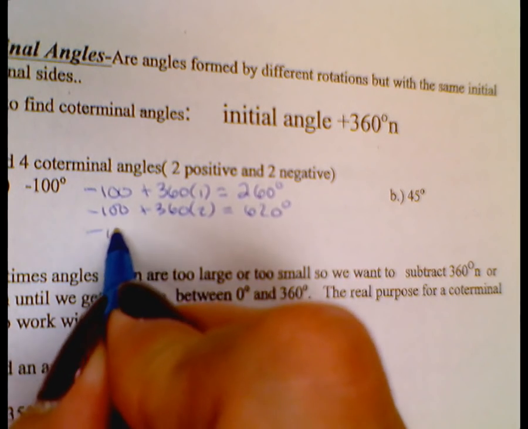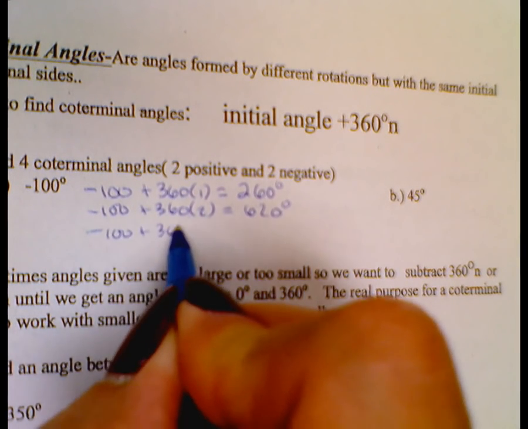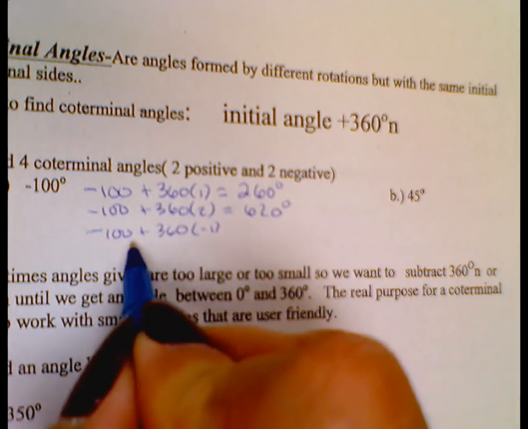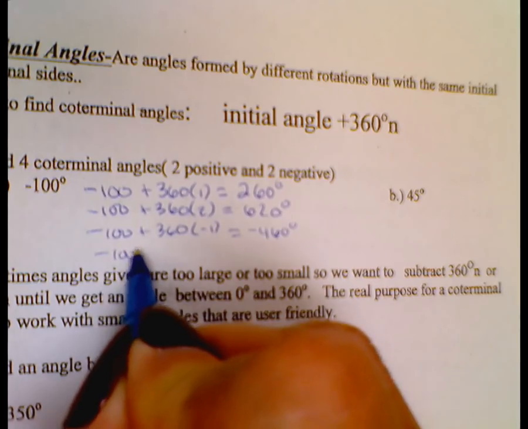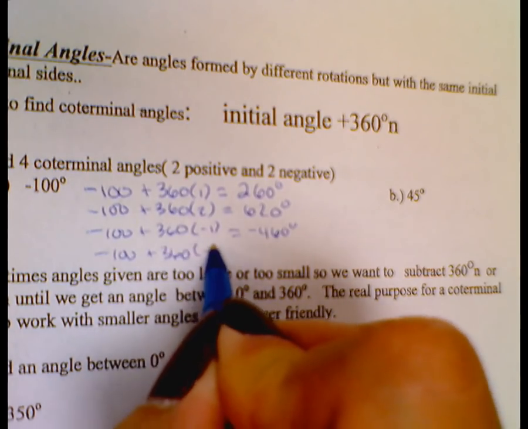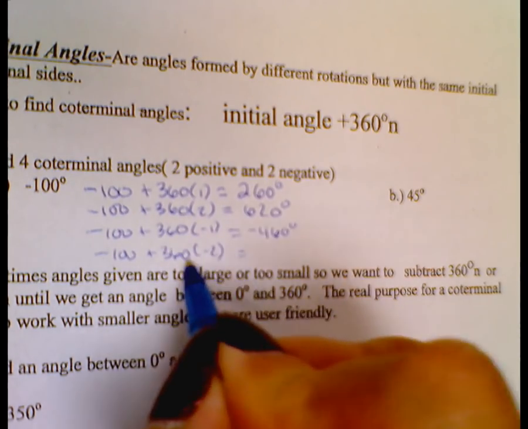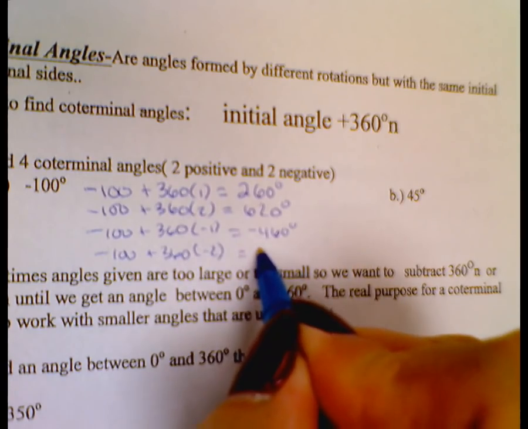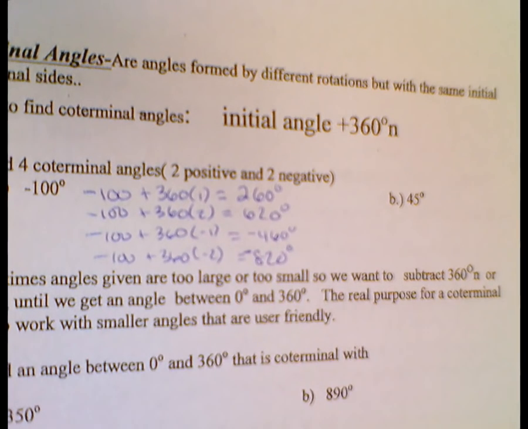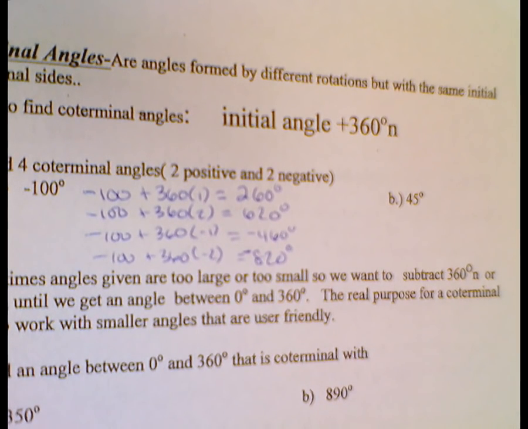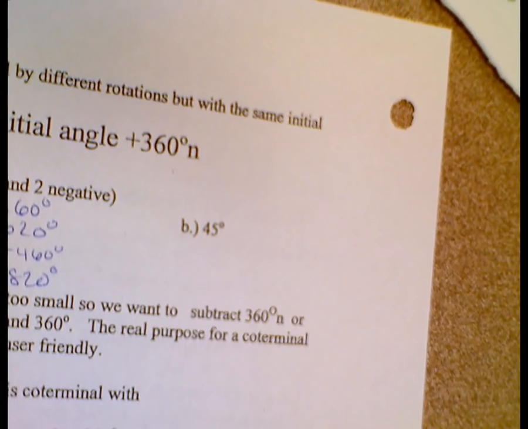But we could also go the other way and go 360 times -1, which would be -460. And we could go -100 plus 360 times -2, which is -720 and -100, so -820. And that's how you do it. So how about you guys try?